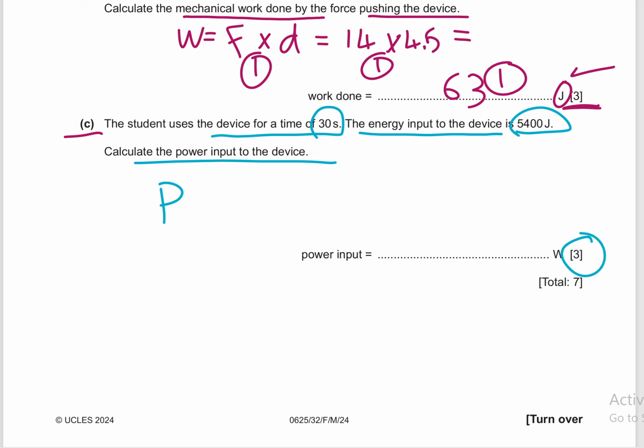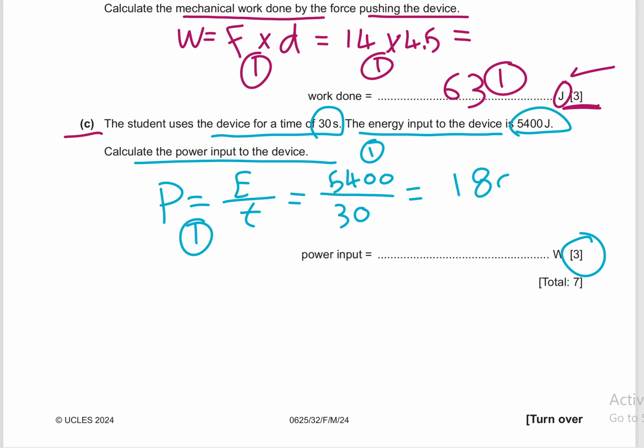So power equals energy over time. Here we get 1 mark. Equals, the energy given is 5400, and the time is already 30 seconds. No need to change, it's in seconds. Here I will get 1 mark, and for the answer you'll get 1 mark, which is 180, and of course the unit is watt as it is given.